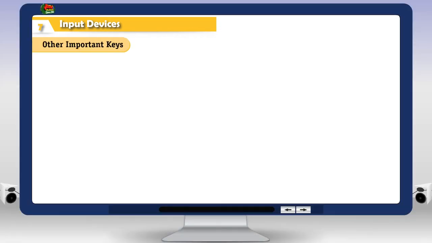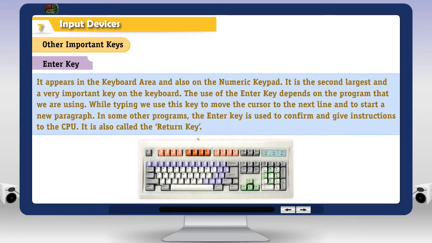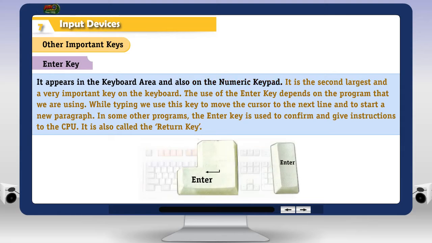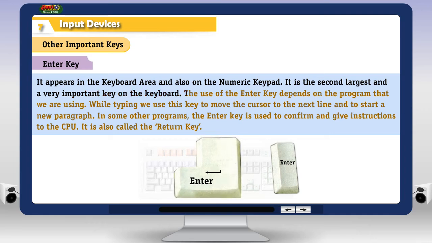Other important keys. Enter key. It appears in the keyboard area and also on the numeric keypad. It is the second largest and a very important key on the keyboard. The use of the enter key depends on the program that we are using. While typing, we use this key to move the cursor to the next line and to start a new paragraph. In some other programs, the enter key is used to confirm and give instructions to the CPU. It is also called the return key.